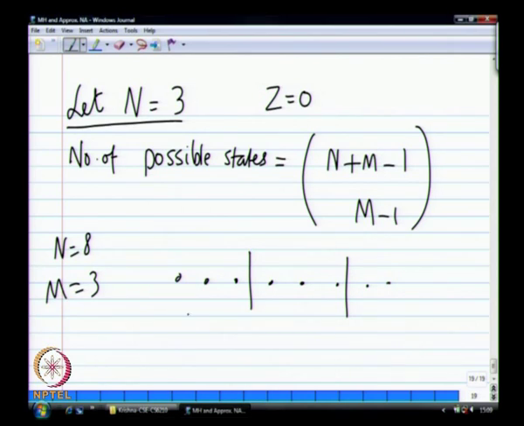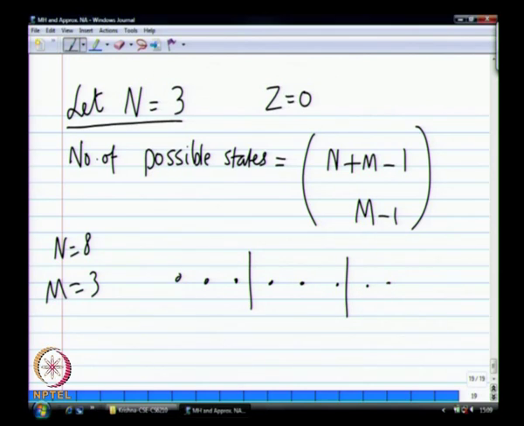So there are n plus m minus 1 positions, and you have to select m minus 1 positions out of the n plus m minus 1 positions possible. So that is how we get that. You can check it out later, just take this for granted. So there are these many combinations.